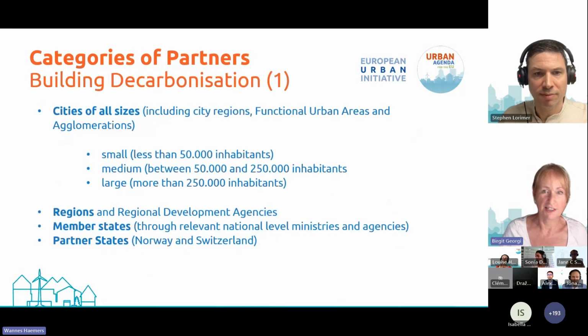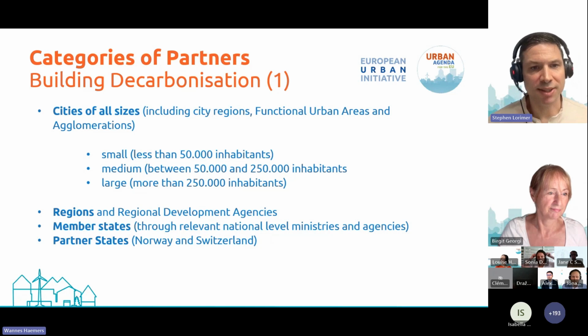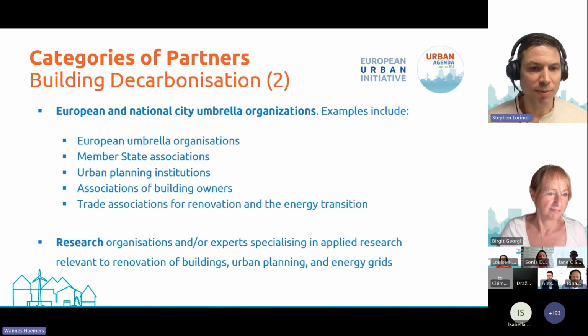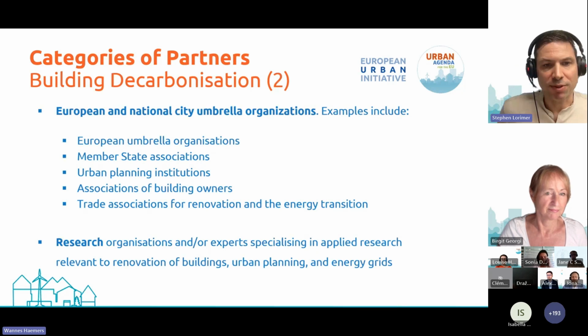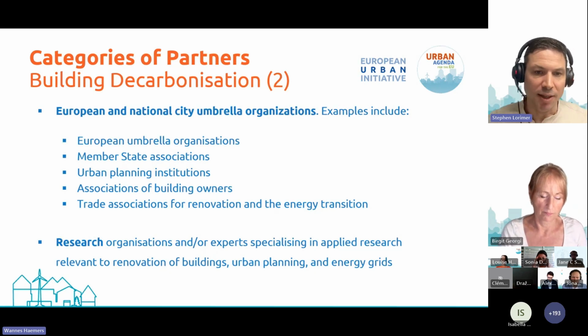And then I think it's to Stephen. Yeah, I think this slide repeats what was said before, so I think we can go to the next slide. And there are some additions that are slightly different from water-sensitive cities. Of course, we're looking for urban planning institutions to participate as well, because there's very much an urban planning, urban regeneration focus that we have. We know that many cities or many member states have associations of building owners, especially in housing. And of course, we know that many member states have trade associations for renovation and the energy transition that are focused on delivering the work, and having that communication with those who are doing the delivery is important as well.